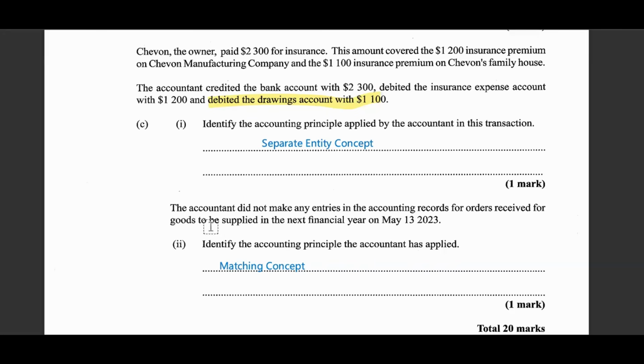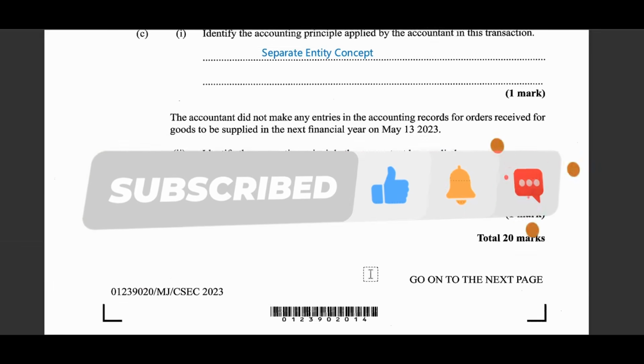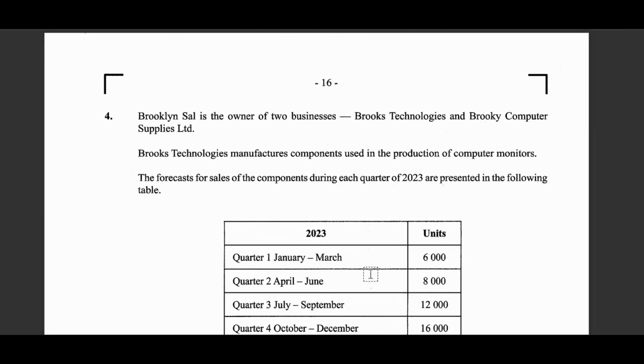And moving on, the accountant did not make any entries in the records of orders received for goods to be supplied in the next financial year. So he kept revenue for this year in this year. He didn't include revenue from next year into this year. What he did there was to apply the matching concept. Great. And this brought us to the end of this question as well. So time for us to now move on to question 4.